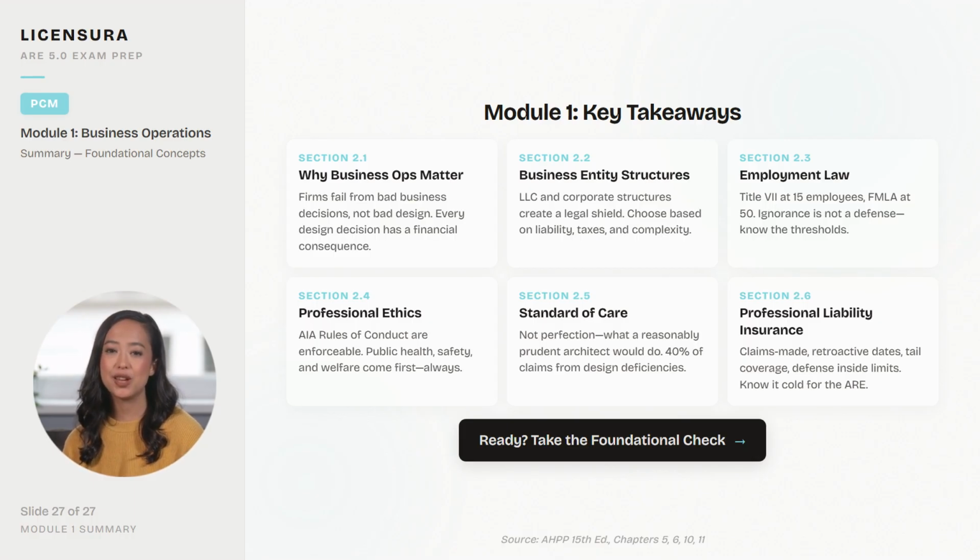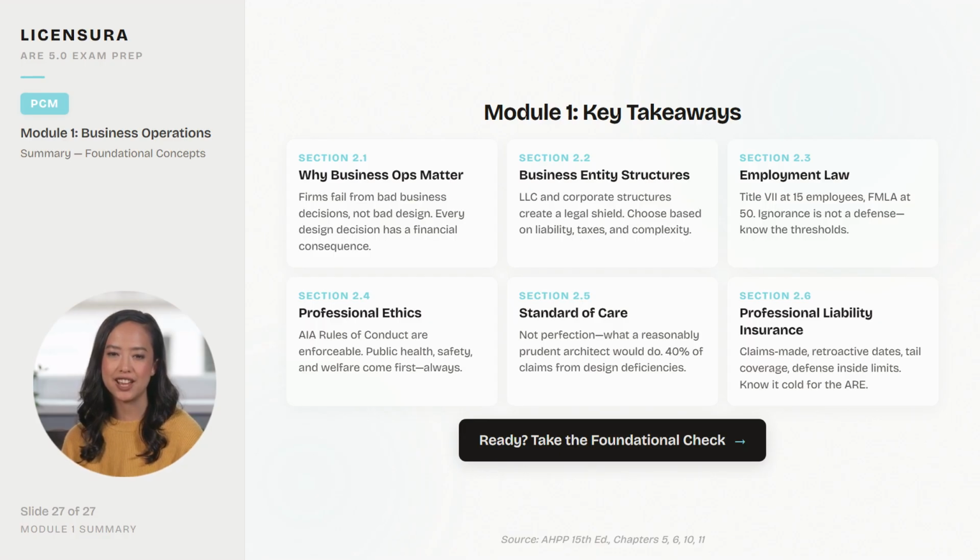And Section 2.6, professional liability insurance, claims made versus occurrence. The retroactive date trap, tail coverage, defense inside versus outside limits, and risk management practices, documentation, the 24-hour rule, quality control checklists, and protective contract provisions. This section is heavily tested on the ARE, so make sure you know it well.